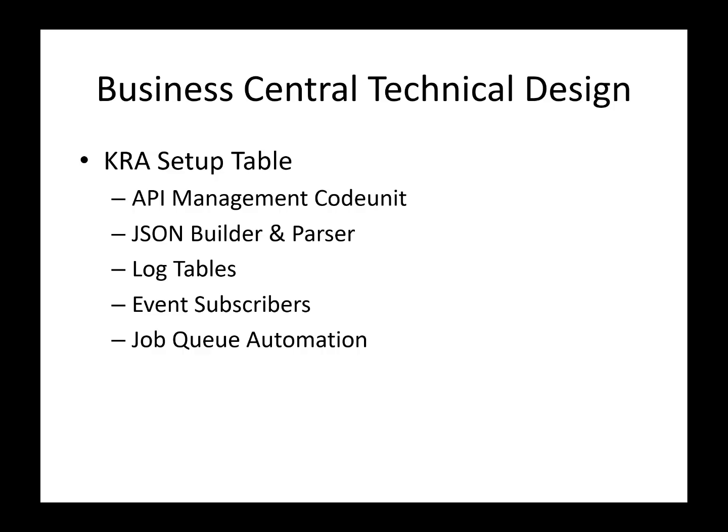So for the Business Central technical design, I told you BC has a setup table, which is the setup system configuration. And then we also have the code units, where we have the API management code units. We have the log tables, the event subscribers, the JSON builders, and the automations. So that is on our presentation. Let's catch up in our BC presentation.